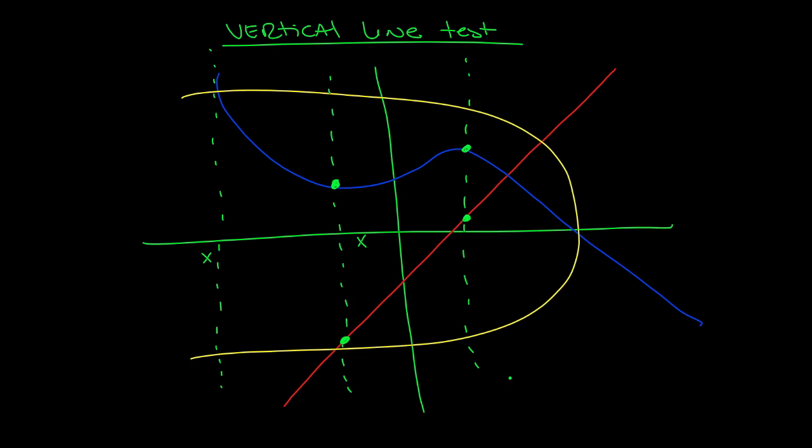So let's actually write down what the vertical line test says. Any vertical line intersects the graph of a function once. If it intersects it more than once, we violate things here. Okay, that concludes this video.